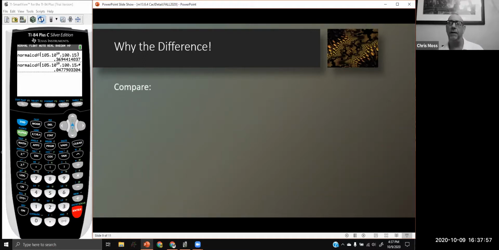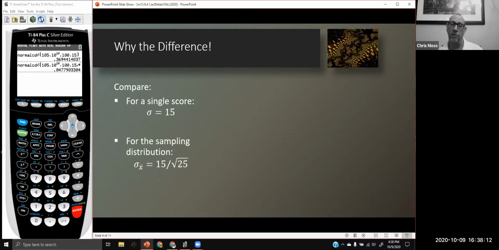We'll make a little bit of a comparison. For our first example, with the individual score, the standard deviation was 15. For the sampling distribution, the standard deviation was 15 divided by the square root of 25, or 3. So you can see that the size of the sampling distribution standard deviation is much smaller. That means scores, in this case means, are much more closely compacted, much closer to each other. They're all bunched up together.